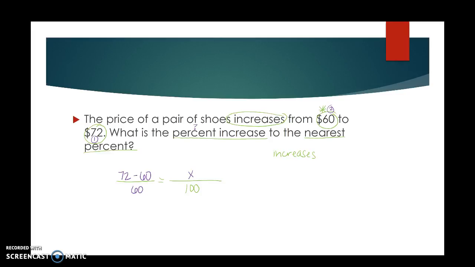Now I want to go ahead and find my change so I can solve my proportion. So 72 minus 60. Again, I have decimals here, so I'm lining them up. 2 minus 0, 2. 7 minus 6 is 1. So 12 over 60 equals X over 100.